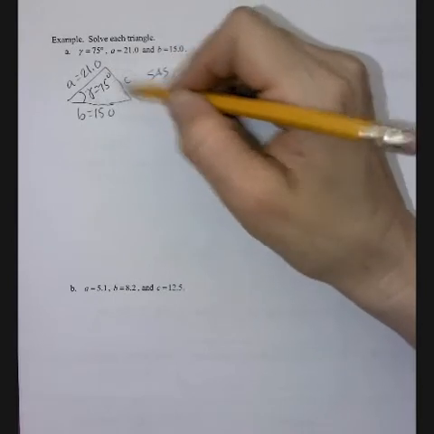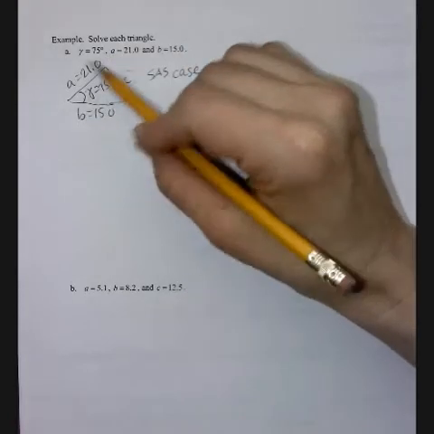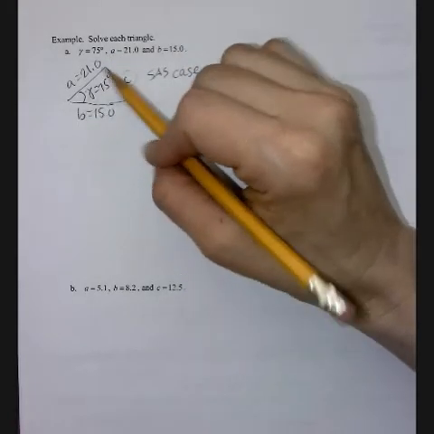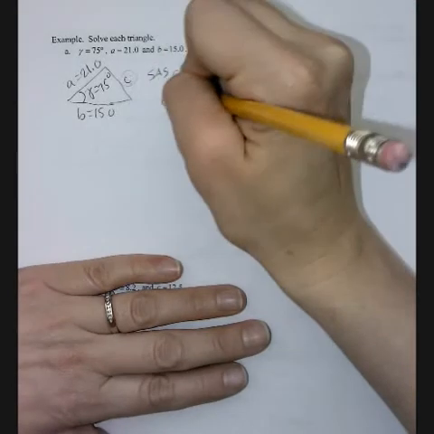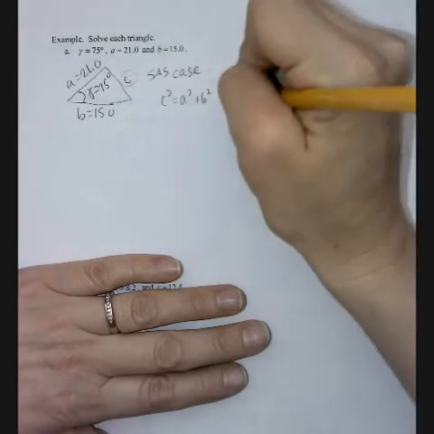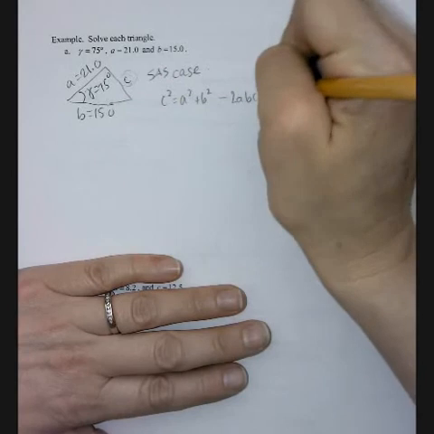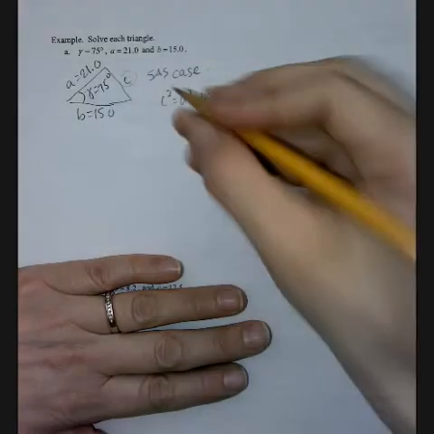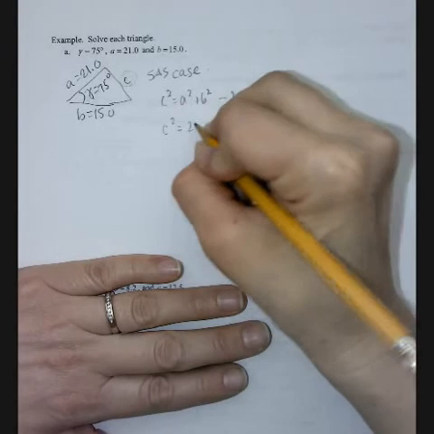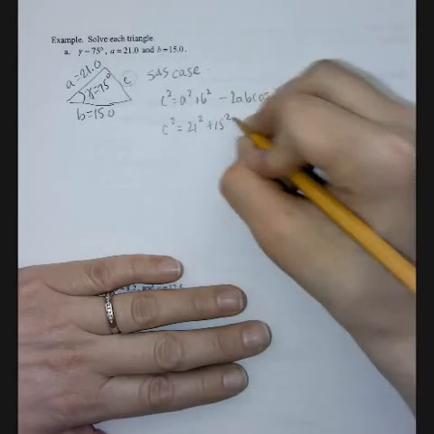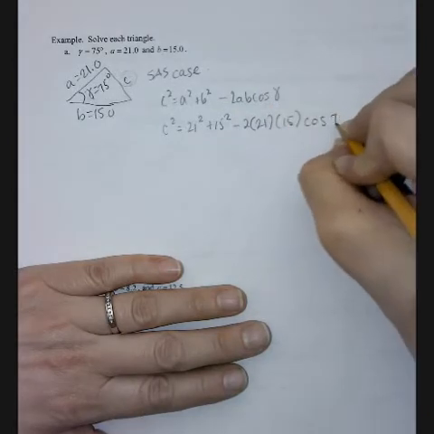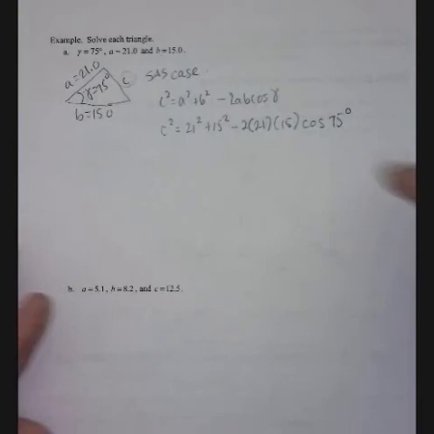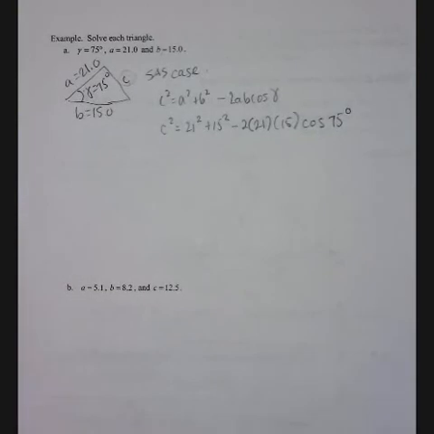The only one of the formulas where you know all parts but one will be the one with C squared isolated. So we're going to use C squared equals A squared plus B squared minus 2AB cosine gamma. So C squared equals 21 squared plus 15 squared minus 2 times 21 times 15 cosine of 75 degrees. So these are calculator problems. You really need a calculator to do them.